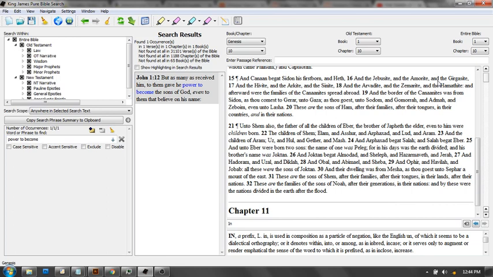These are the sons of Shem, after their families, after their tongues, in their lands, after their nations. These are the families of the sons of Noah, after their generations, in their nations. And by these, look at that, were what? The nations divided in the earth after the flood. The question is, when were the nations divided in the earth after the flood? This has just been a synopsis.